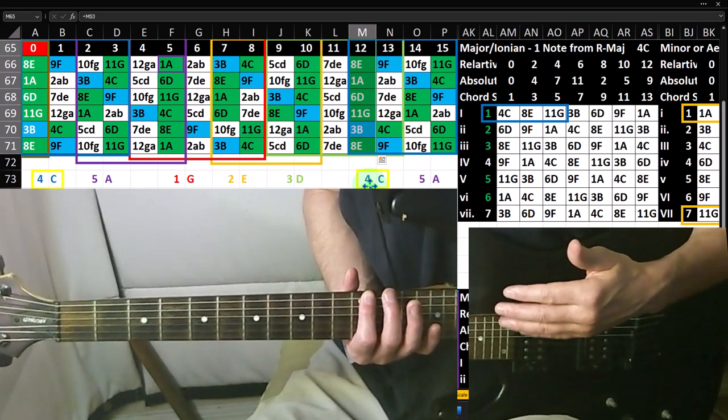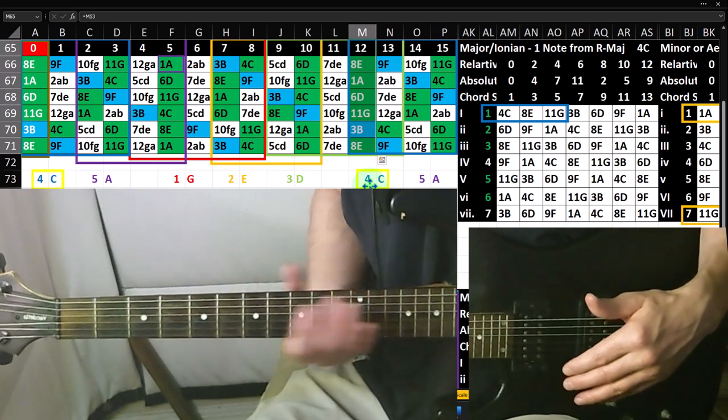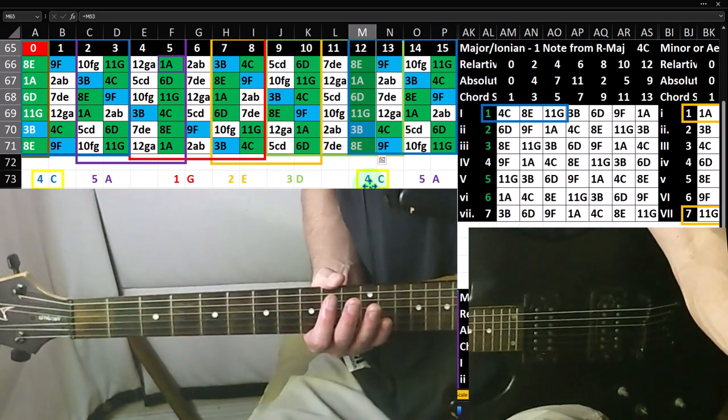I finally cleaned up the guitar a bit. I adjusted it a bit and put new strings on it, so hopefully it sounds better this time.